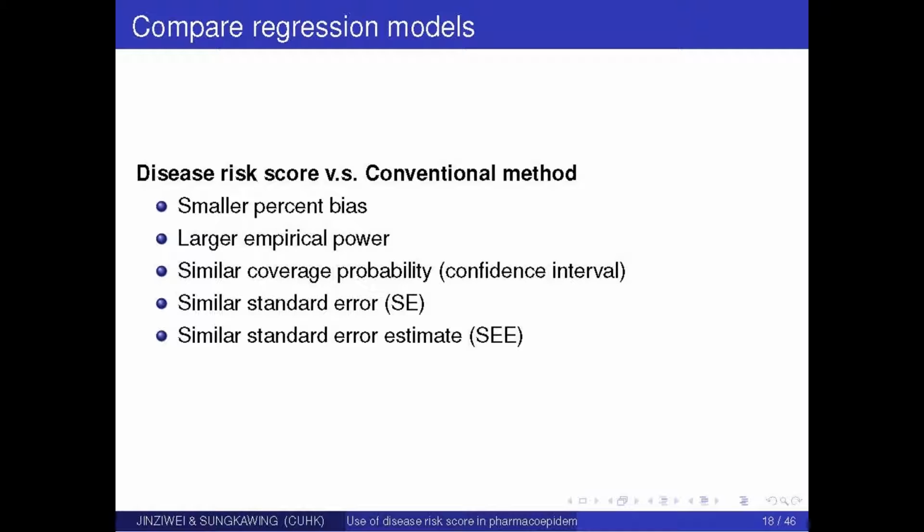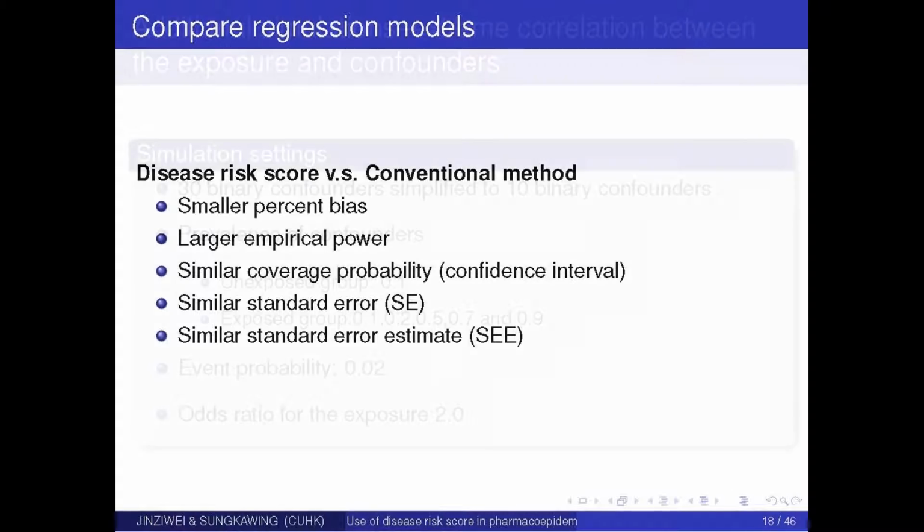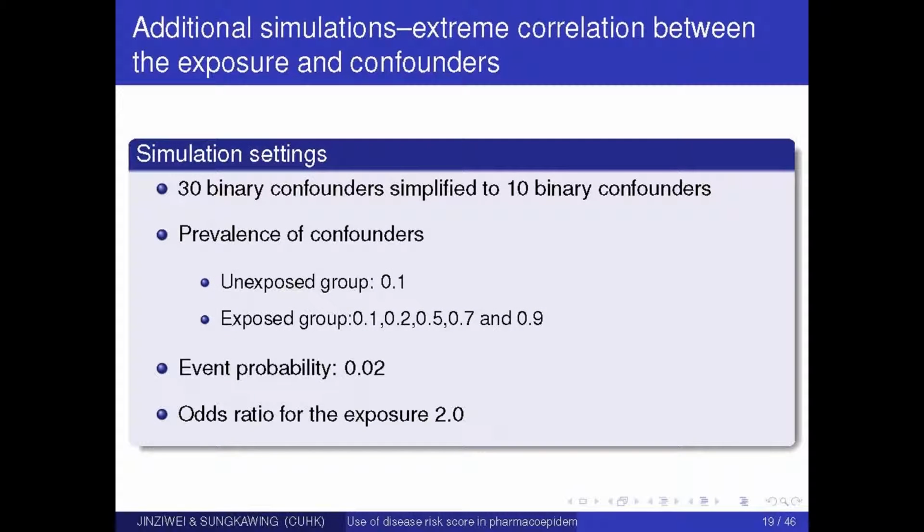The SEs and SEEs from the risk score models were similar to the corresponding mean SEs and SEEs from the conventional models, although in some settings were slightly smaller. Bias, coverage probabilities and power were similar between risk score and conventional models. However, the primary simulations, which reflected the underlying pharmacoepidemiologic examples, had moderate correlation between the exposure and confounders. We thus conducted additional simulations that assessed the effect of more extreme correlations.